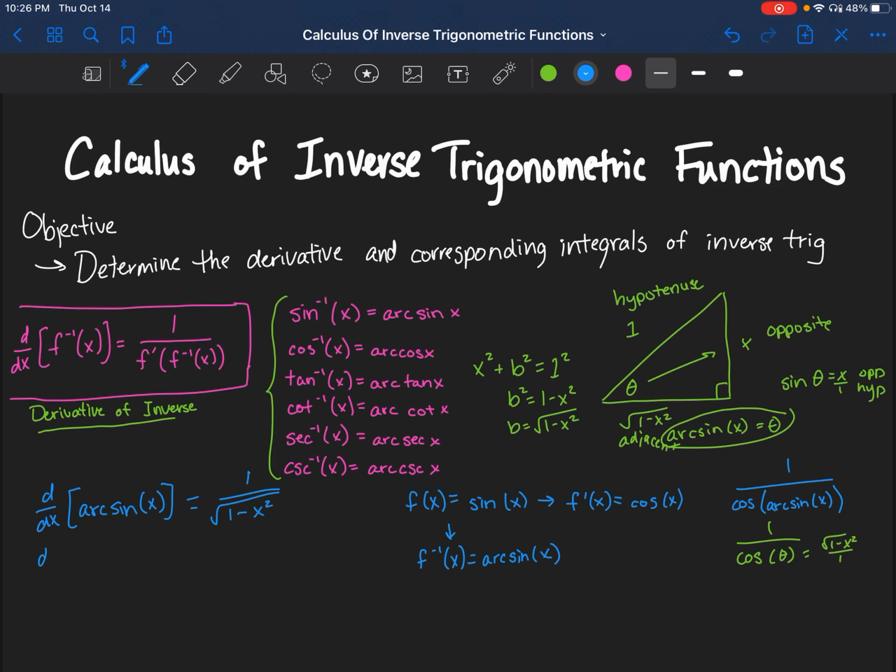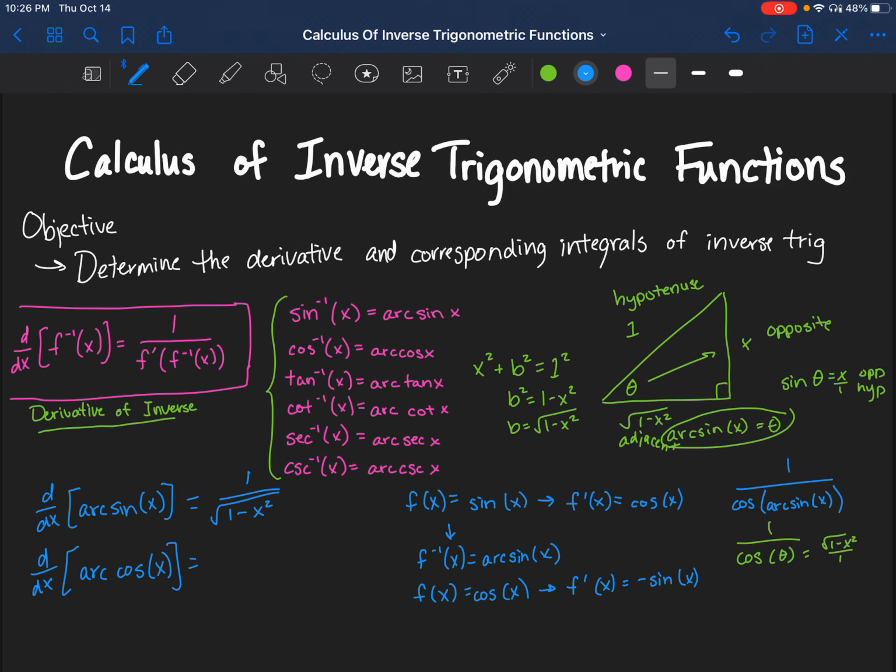Now, an important thing to think about is what happens if I change it, and instead of doing the derivative of arc sine, what happens if I do arc cosine of x? Well, that means the original function is instead cosine of x, and its derivative is negative sine of x.